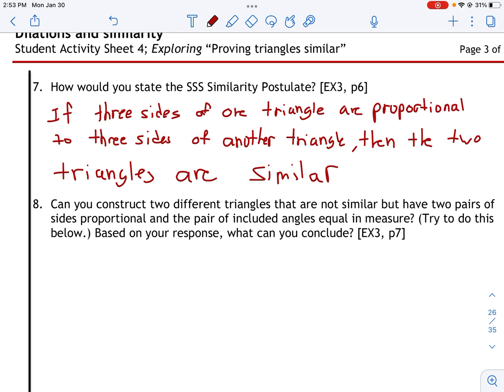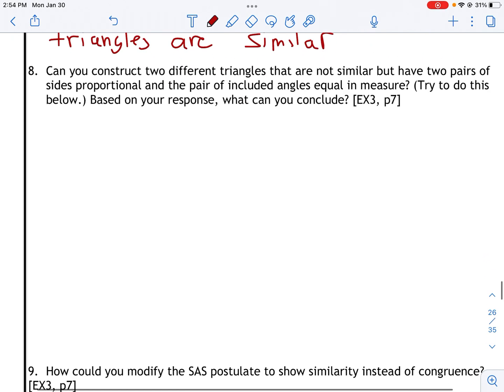For number 8, it's going to ask us to use this stuff. It says, can you construct two different triangles that are not similar, but have two pairs of sides proportional and a pair of included angles equal in measure? Try to do this below. Based on your response, what can you conclude? So what it is saying is, if I draw an angle, come on, draw an angle.